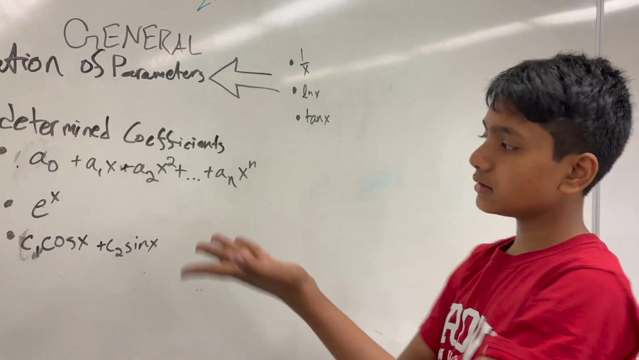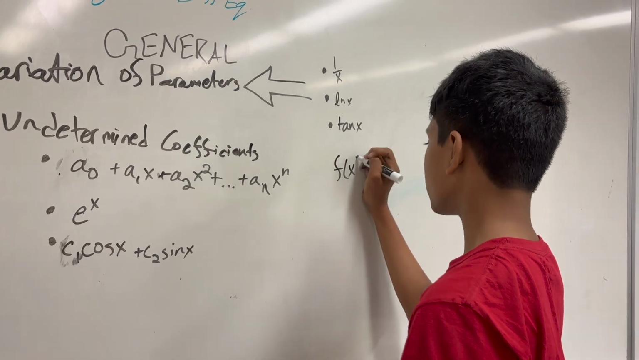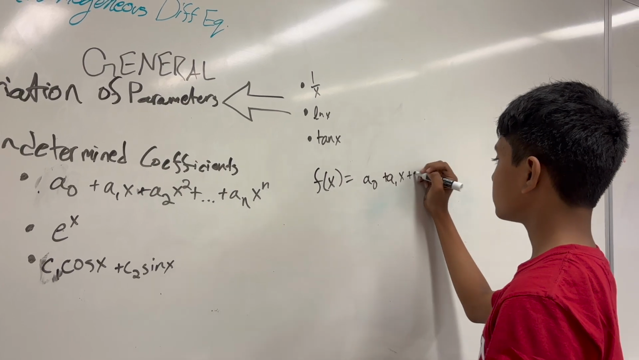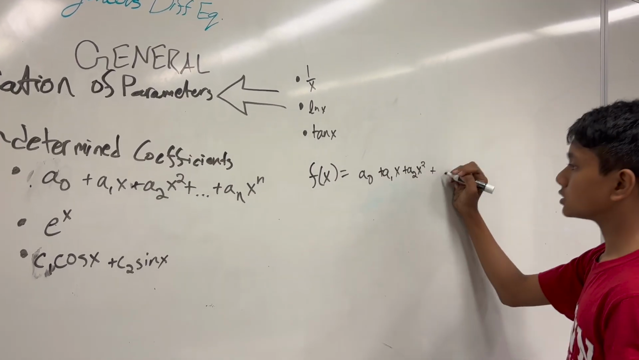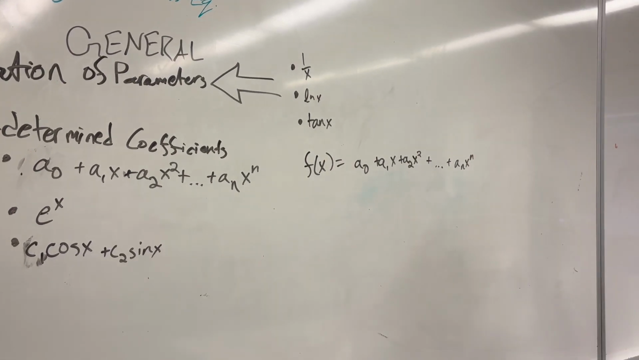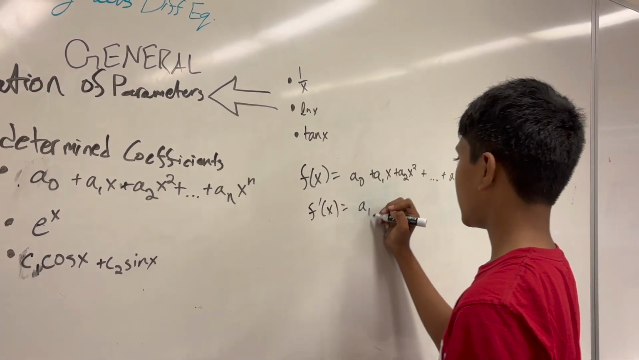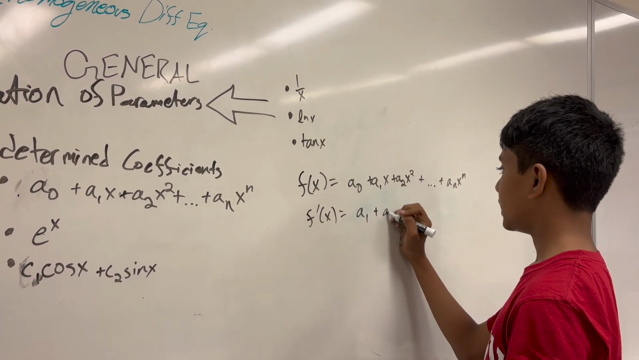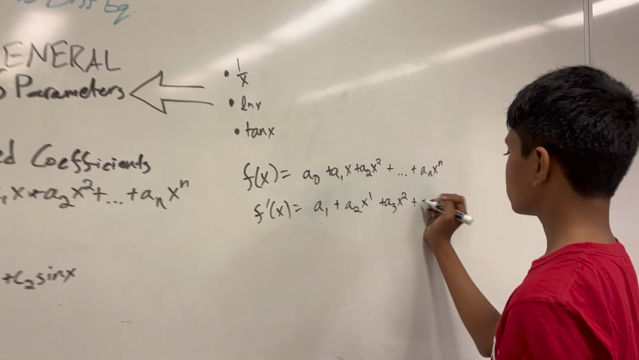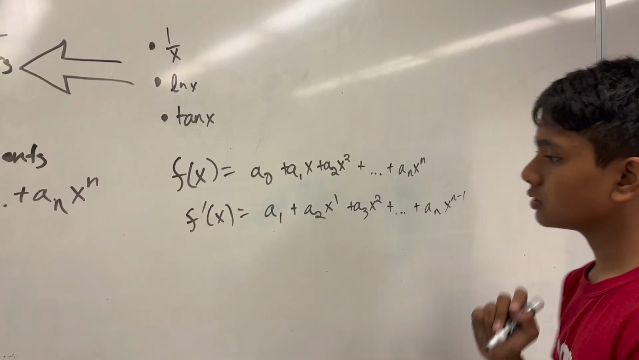So why are these the most popular? Well, take, for example, a polynomial function. f of x equals a0 plus a1 x plus a2 x squared plus dot dot dot an x to the n. Now, what's the derivative of this? Pretty simple, right? f prime of x is equal to a1 plus 2 a2 x plus 3 a3 x squared plus dot dot dot n an x to the n minus 1.